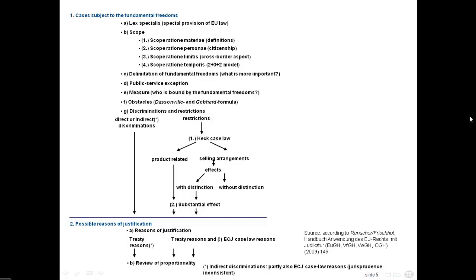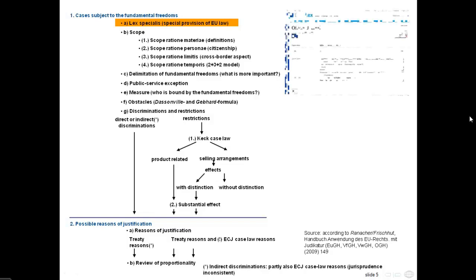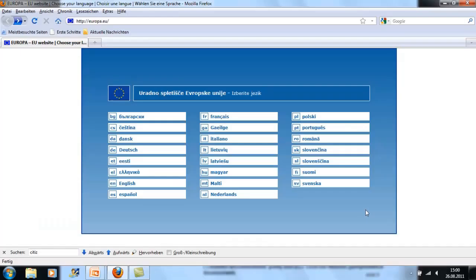First of all, we have to see if either the general fundamental freedoms apply or whether there is a more special provision for the case you want to solve. Well, you might know where to find the fundamental freedoms in the TFEU, the Treaty on the Functioning of the European Union. But where can you get to know if such a special provision exists? I will show you how to find out.